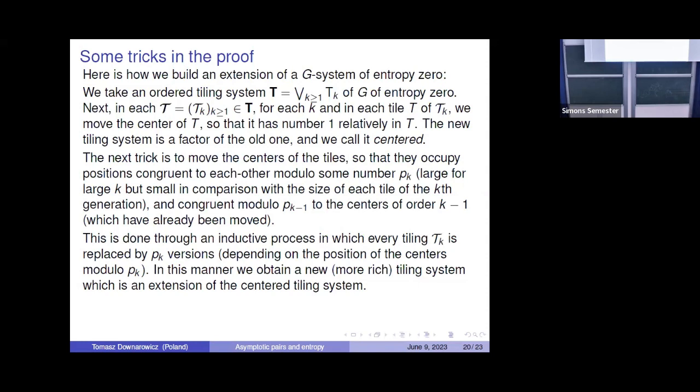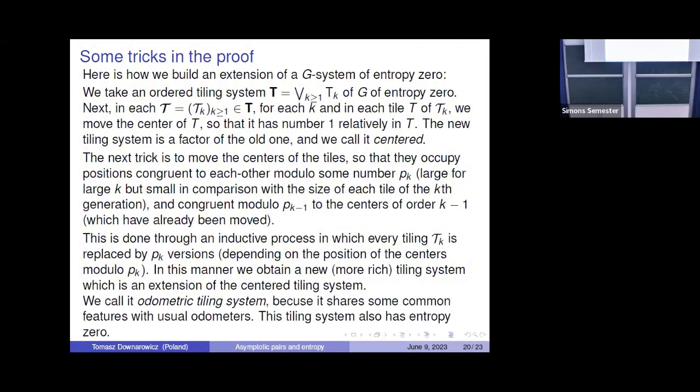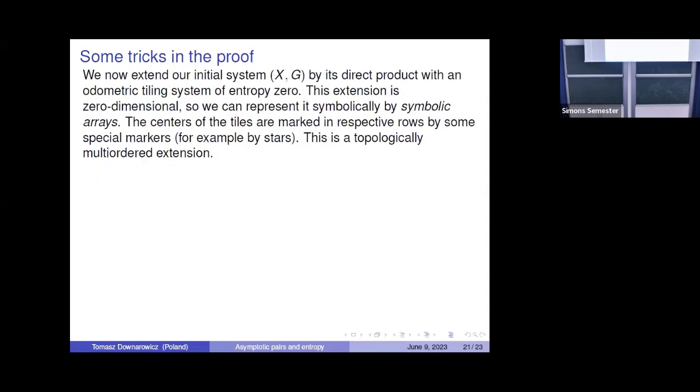And in this manner, I have a structure which resembles that of an odometer. This is called an ordered tiling, odometric tiling system. So then I take my general system, I take the direct product with an odometric tiling system, and we can encode it symbolically by some arrays. But the main thing is that I can divide each orbit into equal pieces of length 5. And I will have the centers as the division points.